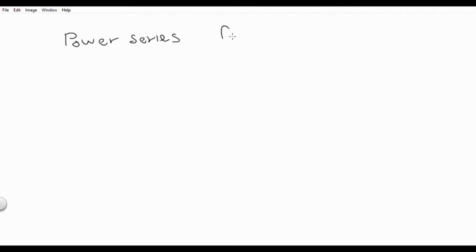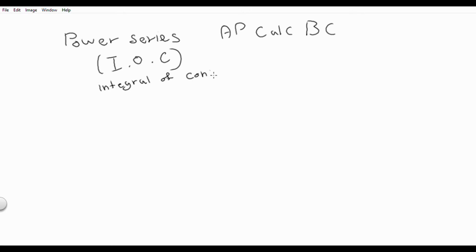This one is from AP Calc BC, and this is going to be a 3-part series. This is the first one. The first one I'm going over today will be I.O.C, otherwise known as the integral of convergence.